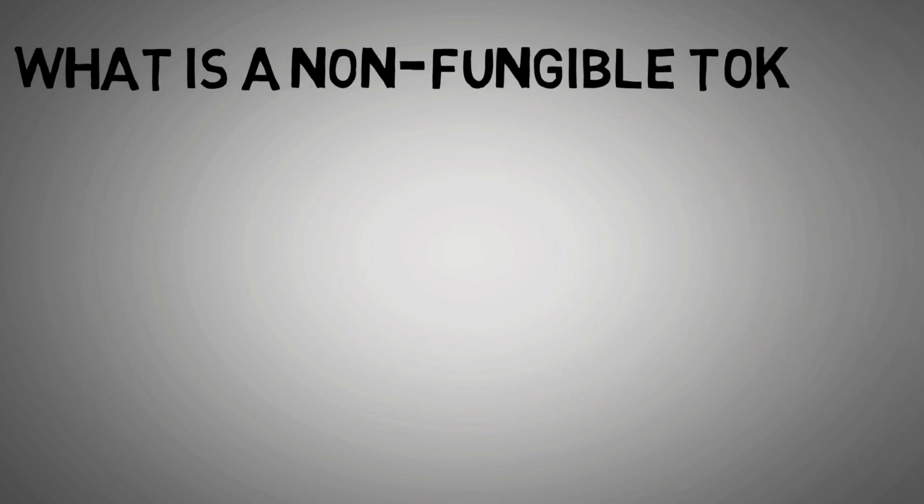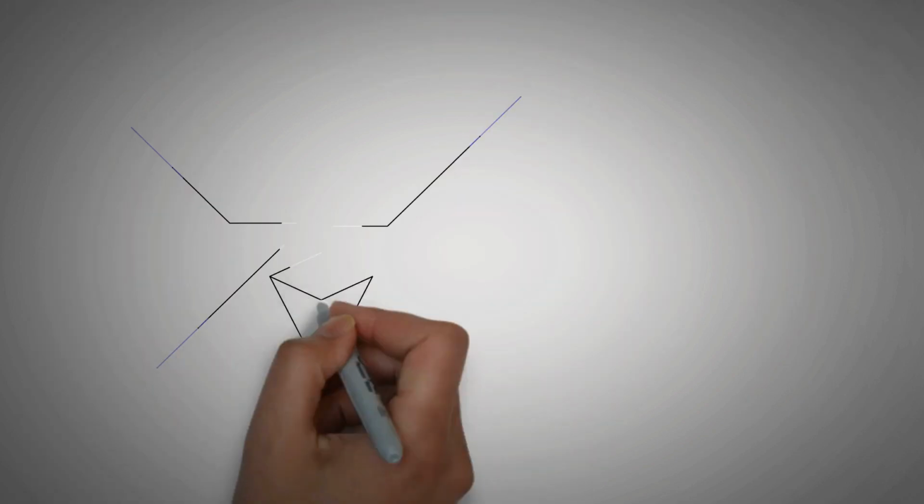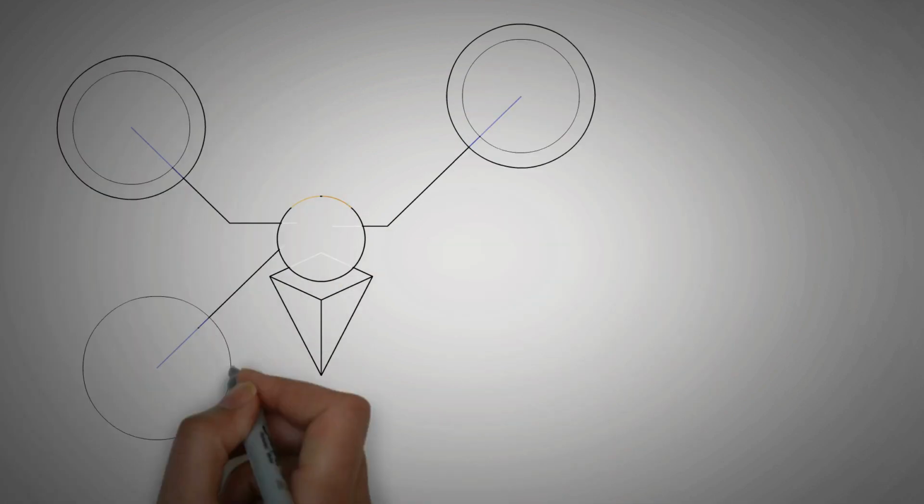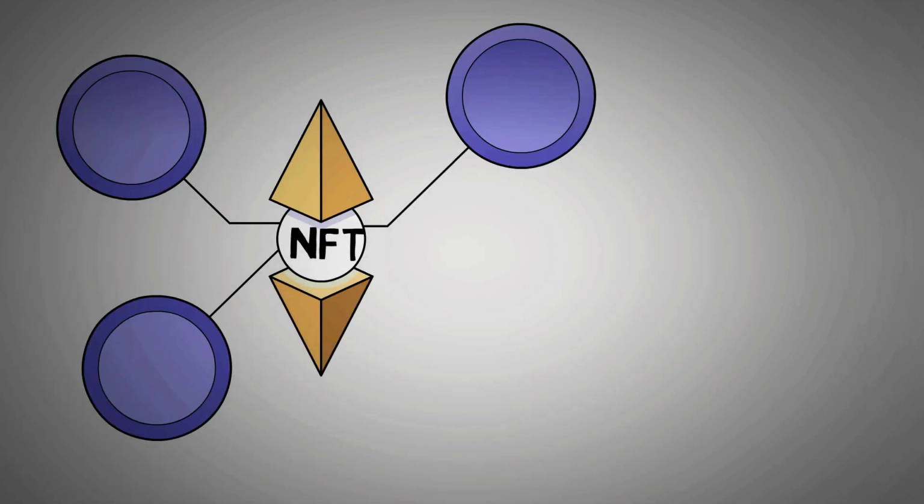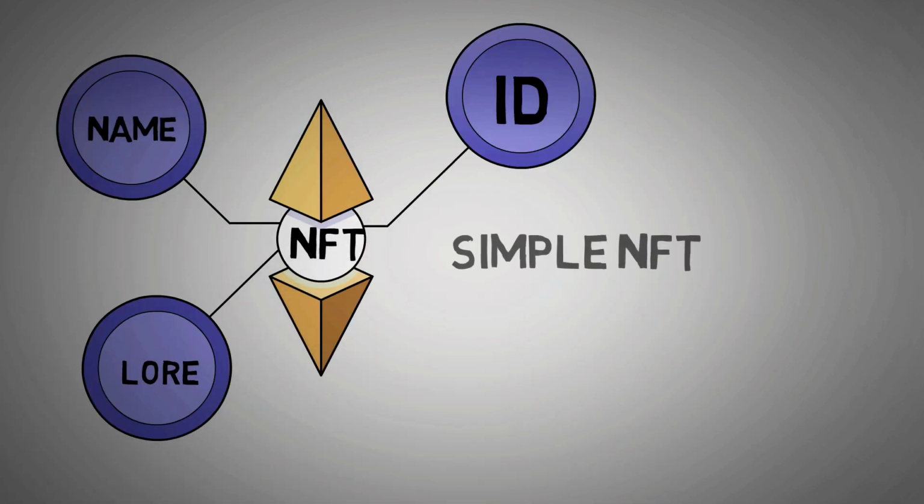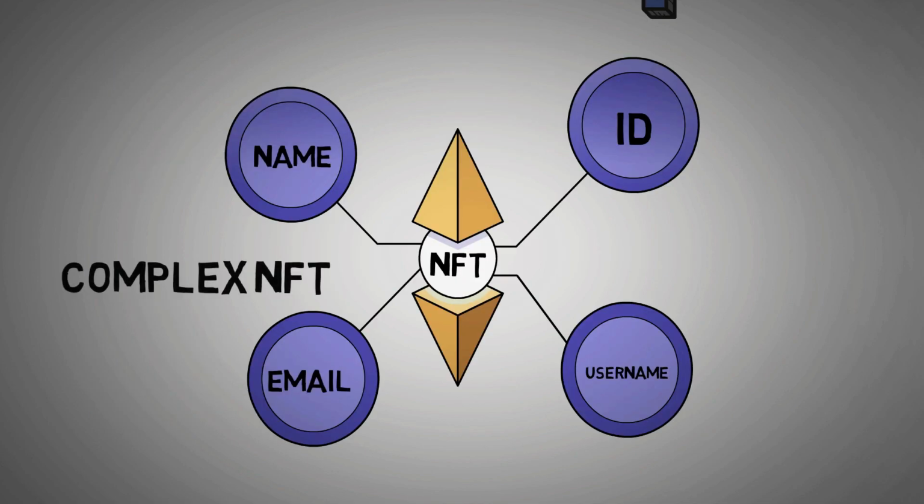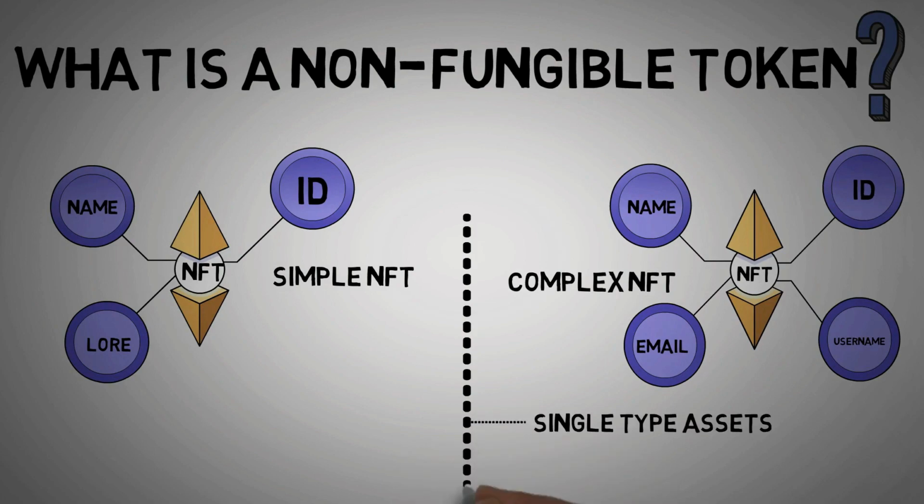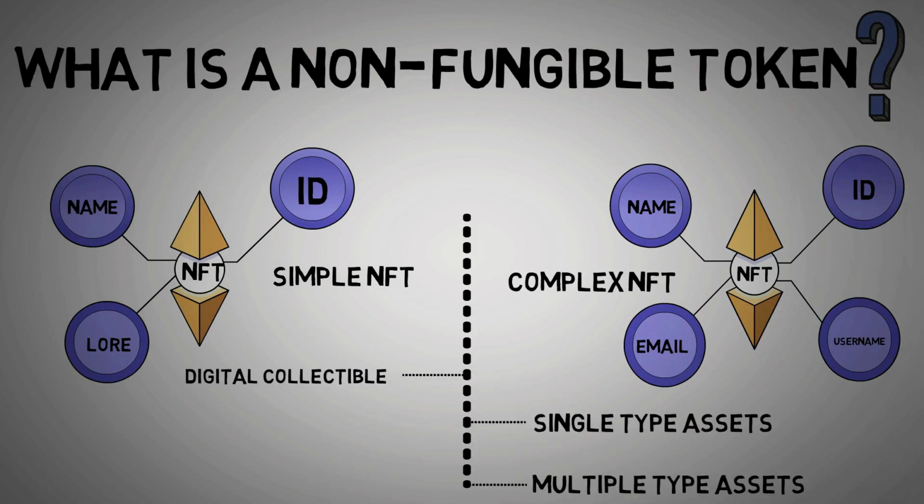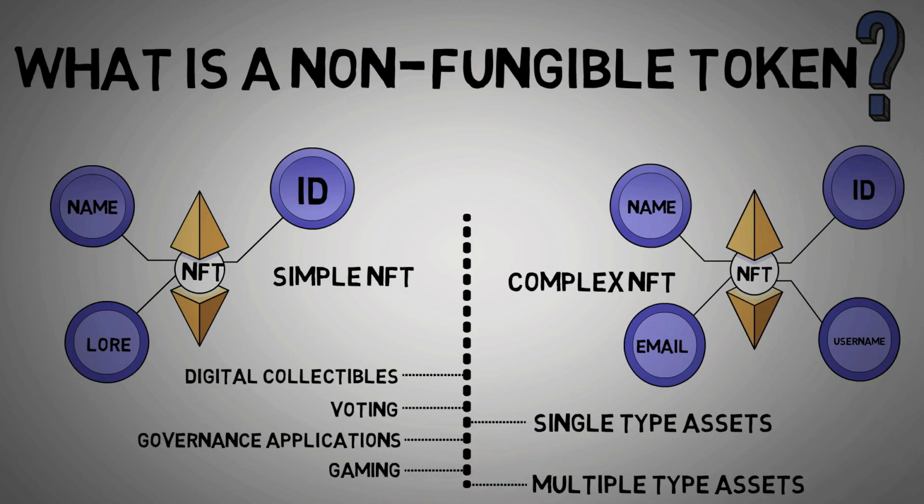What is a non-fungible token? A non-fungible token is an asset with unique metadata attached to it. It can be as simple as ID, name, or lore attached to the token. More complex data, such as usernames, emails, can also be attached. It can be a single type of asset or multiple types of assets attached in a single token. Tokens can be used for digital collectibles, voting, and other forms of governance applications, and in gaming.